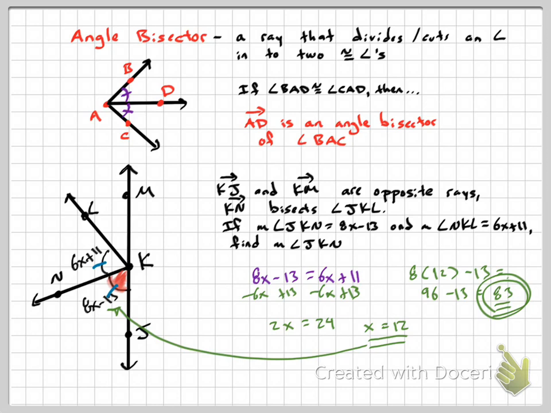So biggest takeaway, guys, for this lesson is knowing how to name an angle, how to find an angle based off its name, knowing that you have right, acute, obtuse, and straight angles, and then understanding what an angle bisector is. Let me know if you have any questions.